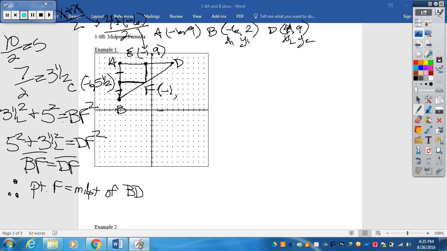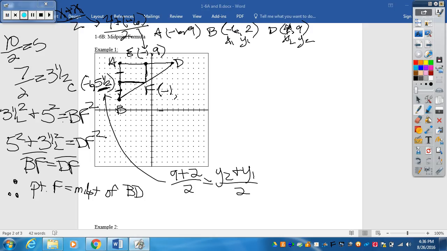If we look at the y value here, I'm going to go ahead and take, and I'll make a little note of this here, 9 plus 2 divided by 2. Okay, 9 plus 2 is 11. Half of 11 is 5.5. So what am I doing with my y values? y sub 2 plus y sub 1 over 2.